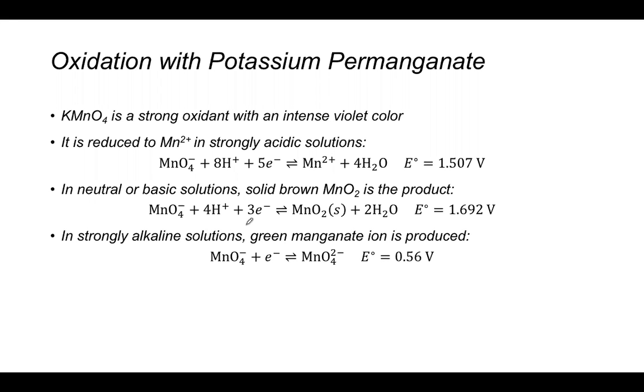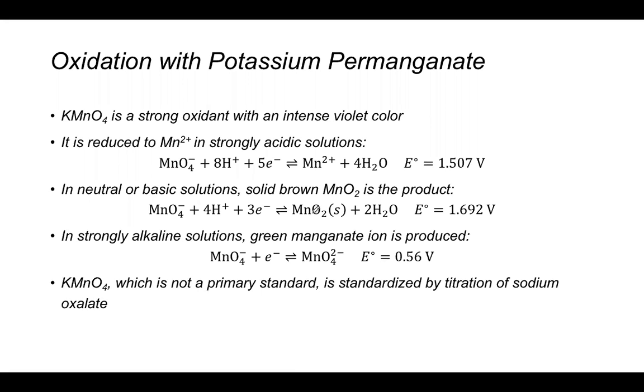In strongly alkaline solutions, green manganate ion is produced. So this is whenever there are not very many protons available at all. And that makes sense in strongly alkaline solutions, so strongly basic solutions, where the concentration of hydroxide dominates and there's a very, very small concentration of protons. So what happens is we get the green manganate ion produced, where the oxidation state is still reduced, but the oxidation state is much higher than it would be in the other two here.